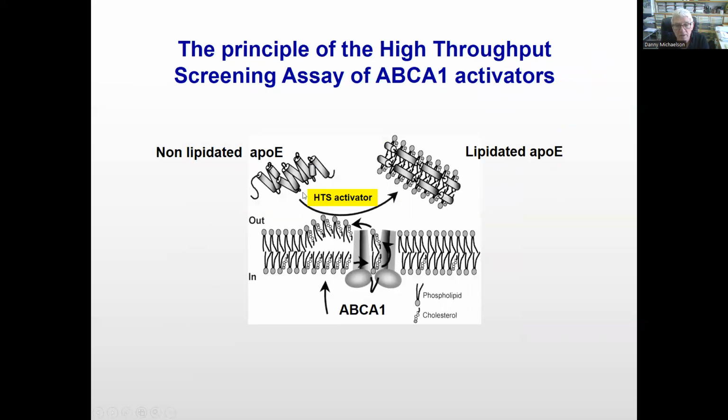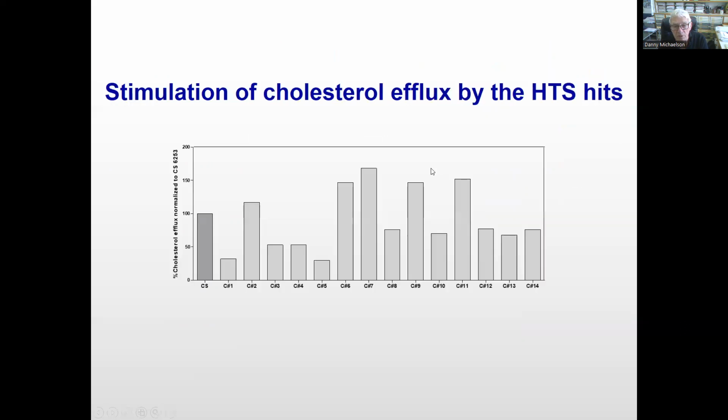We screened our 50,000 compounds for their ability to activate the lipidation of ApoE, from non-lipidated to lipidated. When we did that, we found about 12 or 14 compounds that gave activity in the range of our positive control, the CS peptide. I would say most of the compounds go between 50 and 150% of the standard, okay? So that was reassuring that we have some positive controls with results, not too many.